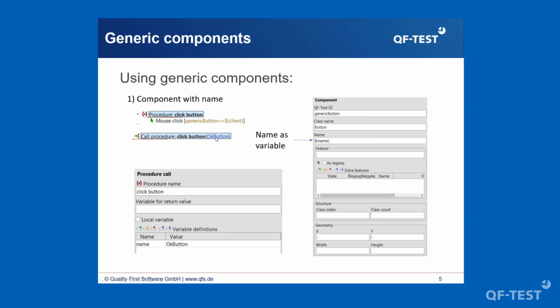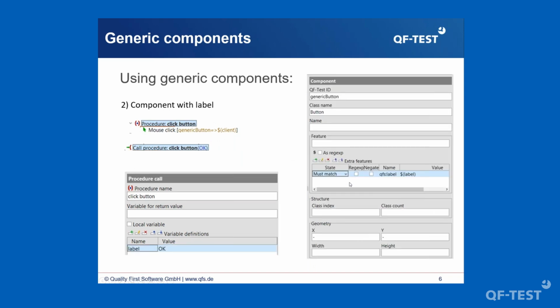And well, it's pretty well readable. Click button, OK button. So the readability is a lot better than with cryptic names. That's a nice name, let's put it like that. So that's okay. And yeah, you can also use other criteria as variables in the generic components.